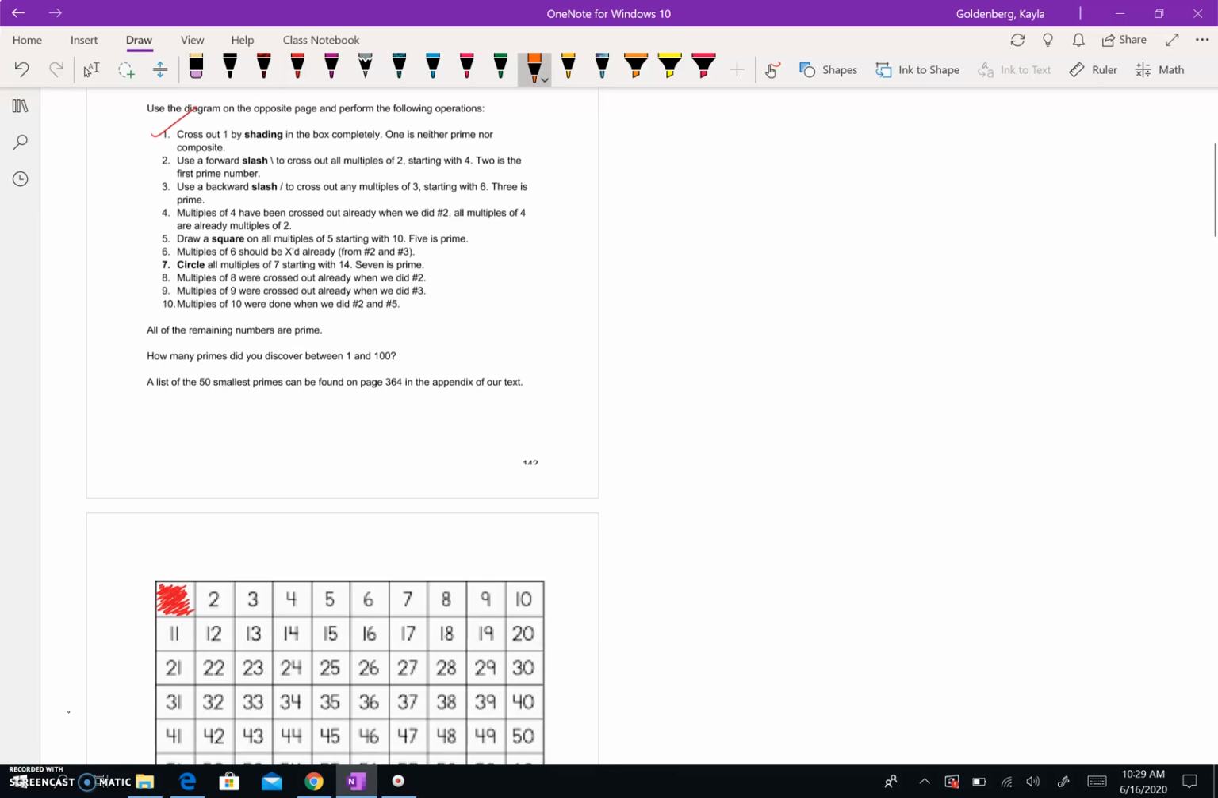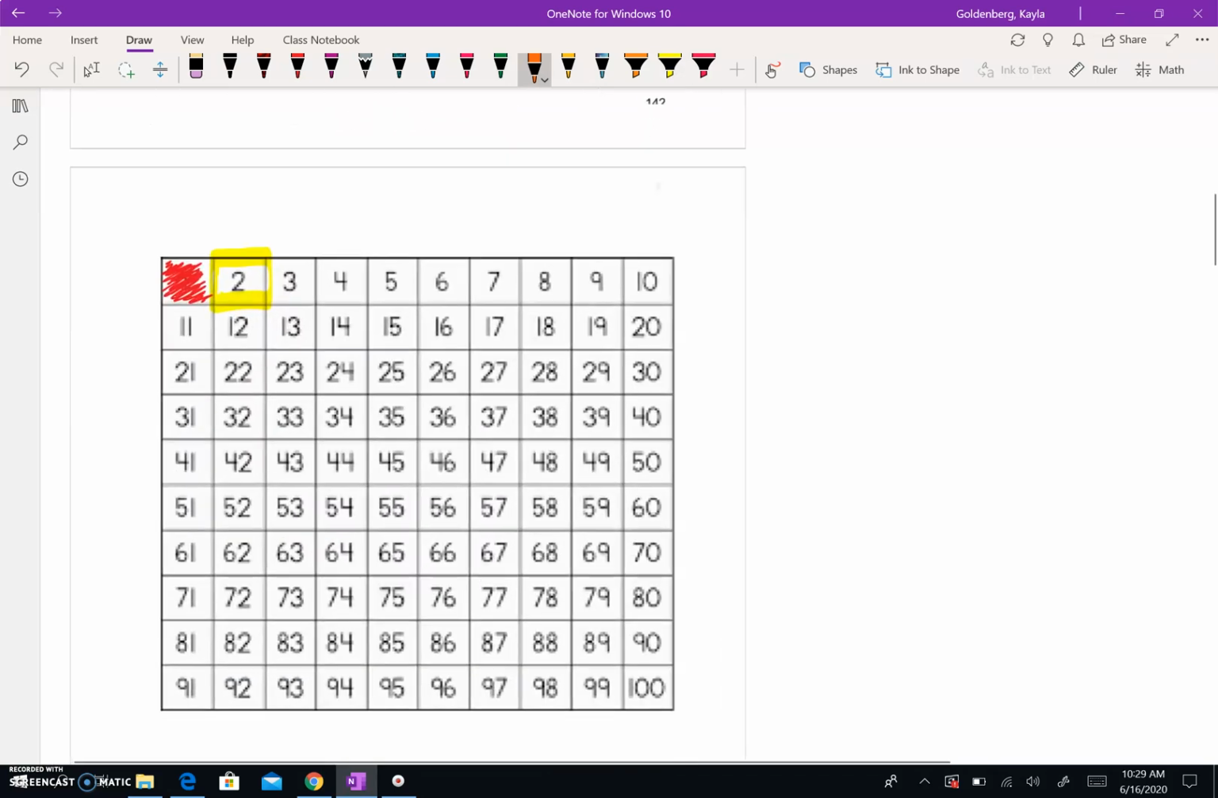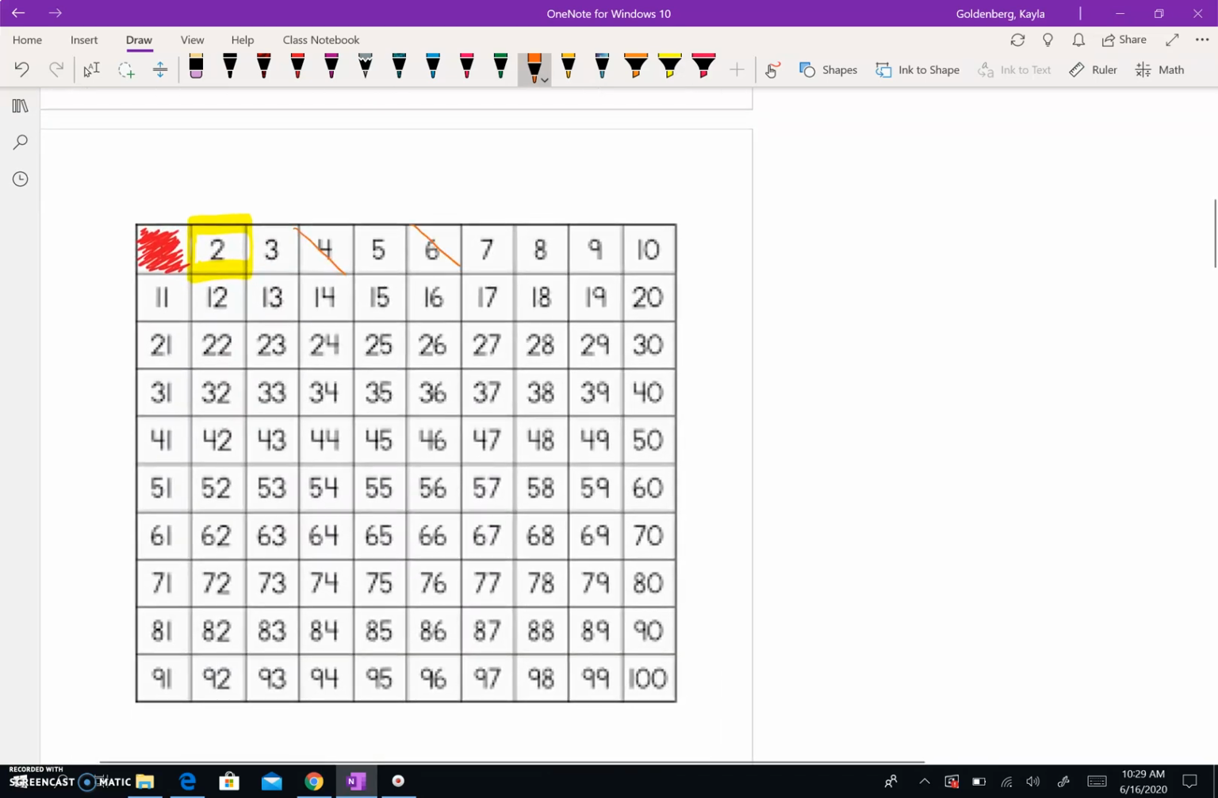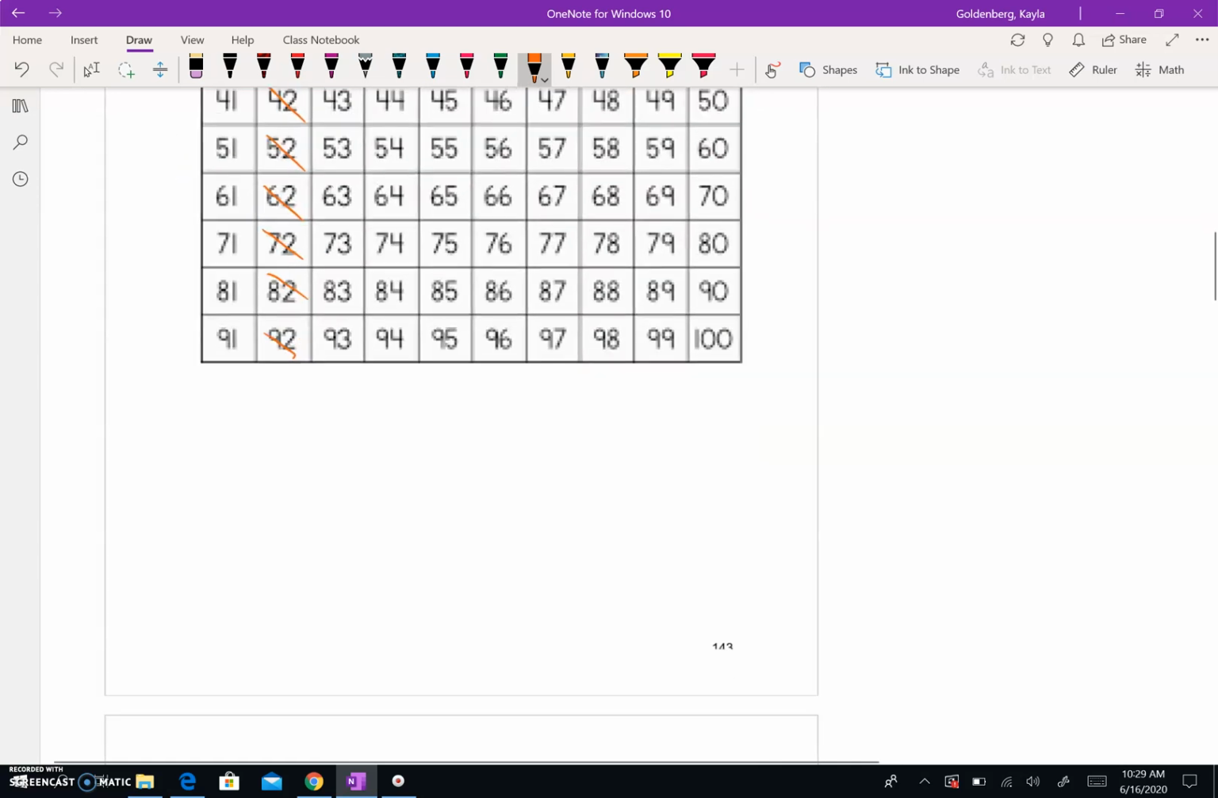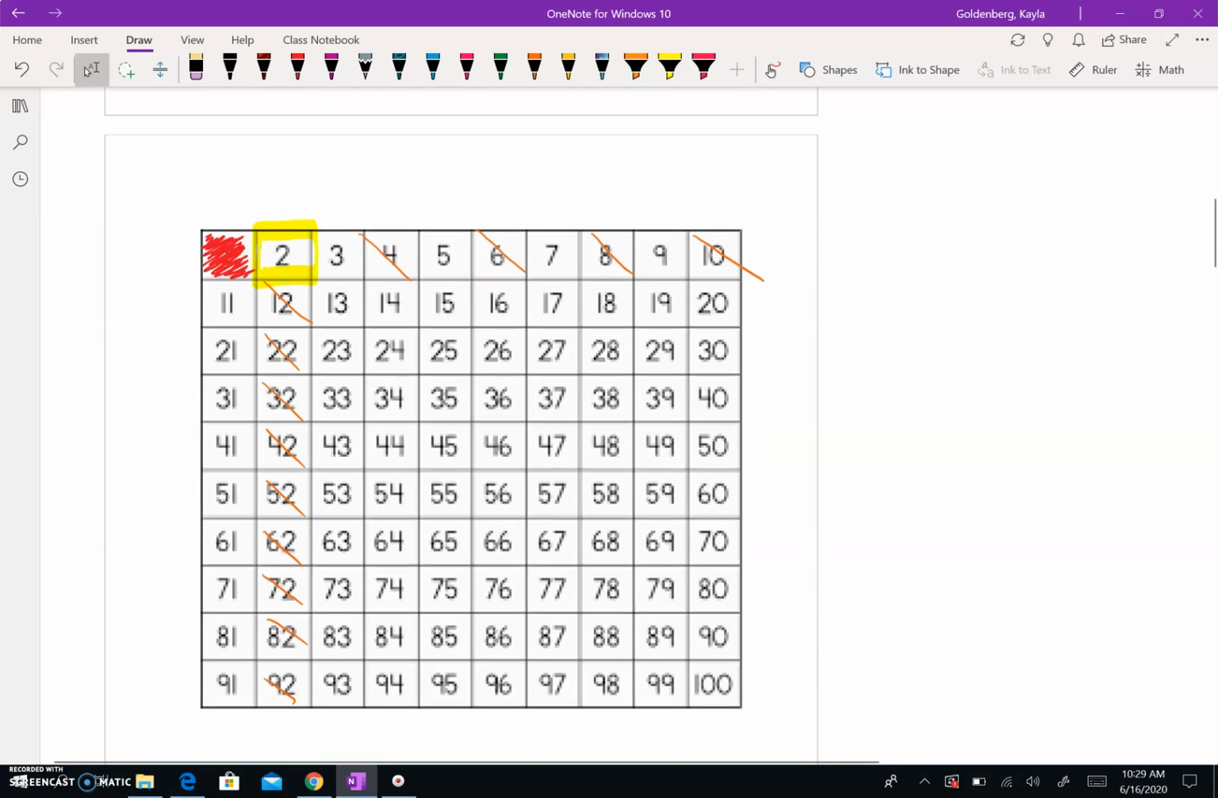Next, use a slash to cross out all multiples of 2 starting with 4. Keep in mind that 2 is our first prime number, so I'll put a box around 2 to say that we're not going to skip it. Okay, so all the even numbers. We're just going to keep going. You're probably recognizing a pattern that with the even numbers, you can just go in rows. Oops, sorry about that. Feel free to make the process a little faster if you so desire, rather than going horizontally.